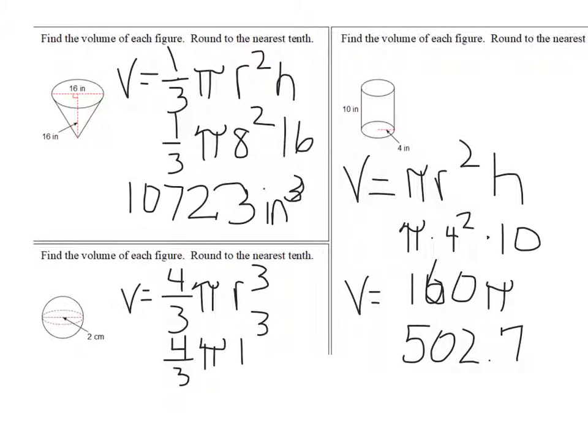Well, 1 cubed is 1. So accurately, we would say the volume is 4/3 pi. But now I need to know what that is to the nearest tenth. So I look at 4/3 pi, and I get 4.18. So the 8 tells me to round to a 2, and this is going to be centimeters cubed. So it's 4.2 centimeters cubed.